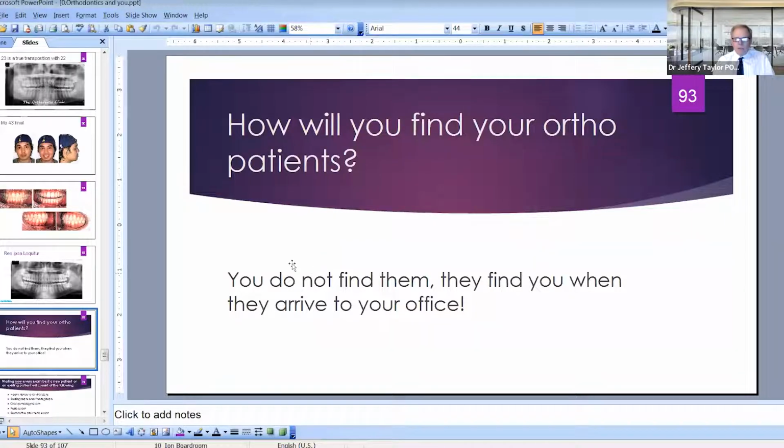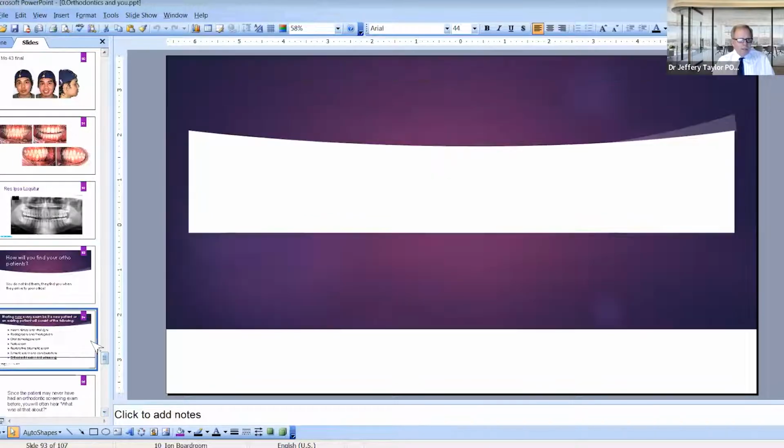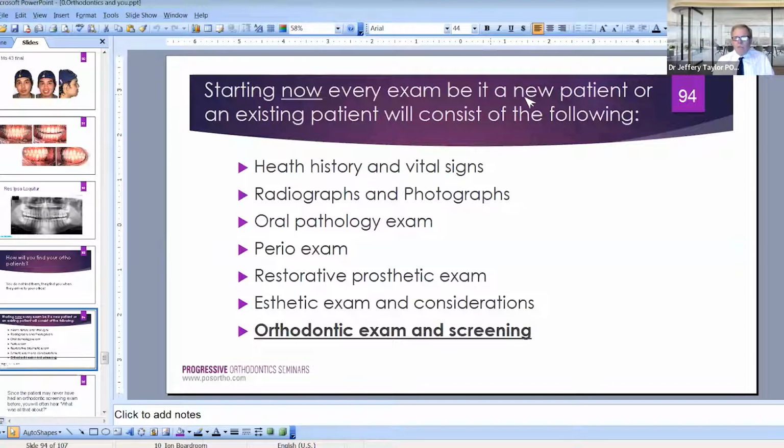And how are you going to find your ortho patients? You don't find them. They find you when they arrive at your office. So this is where you get patients from within your own office. And I want to say here too, that every single exam that you do from now on, assuming you join us, of course, you're going to do the health history, vital signs, radiographs, photographs, oral path, and so on. Same thing you do right now, plus an oral orthodontic exam and screening.